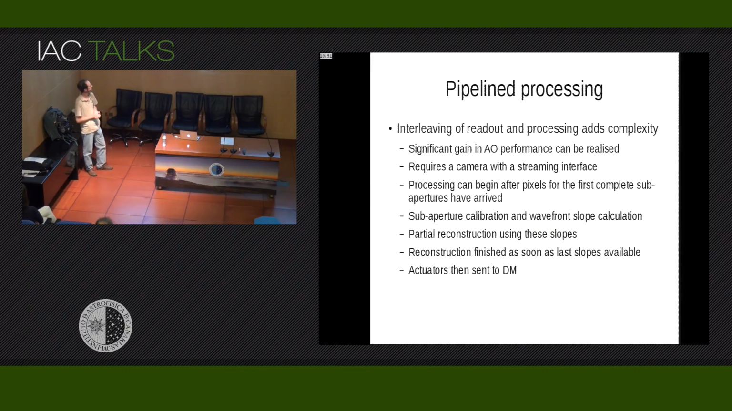This, of course, adds complexity, but if you can do it, it's worth doing. It gives you a significant gain in AO performance, particularly in certain atmospheric conditions, when you've got fast turbulence blowing across, things like that. But it does require a camera with a streaming interface. A lot of cameras will only allow you to get a whole frame of data at once, so you need to do something special to get access to this pixel stream.